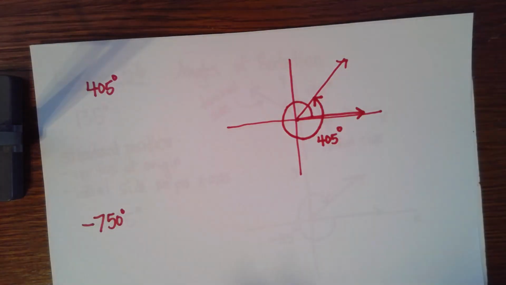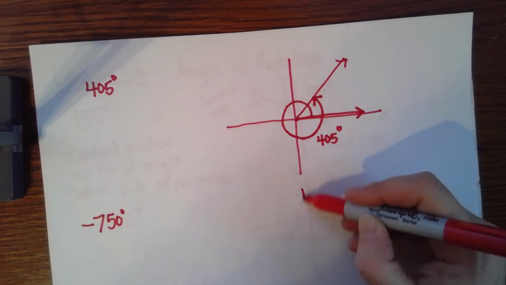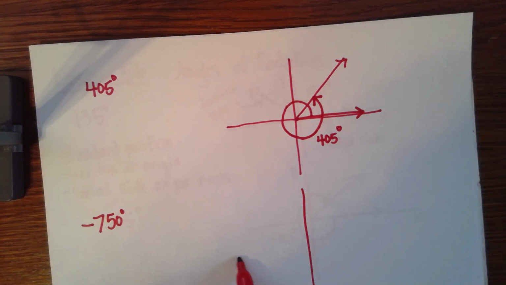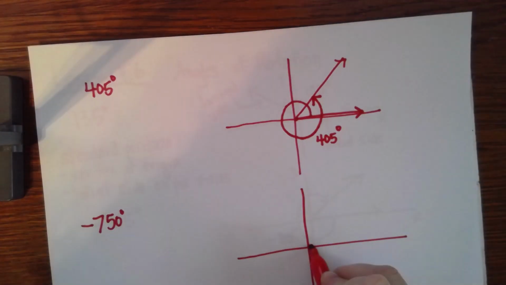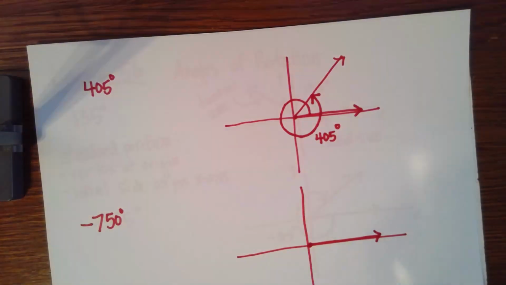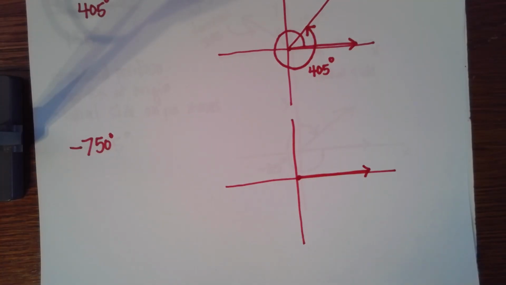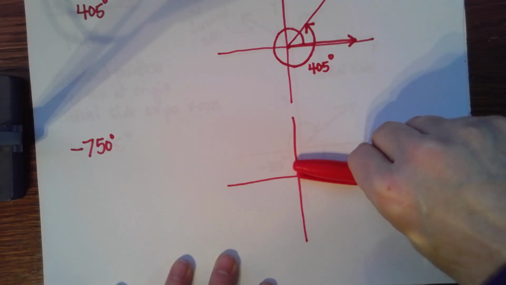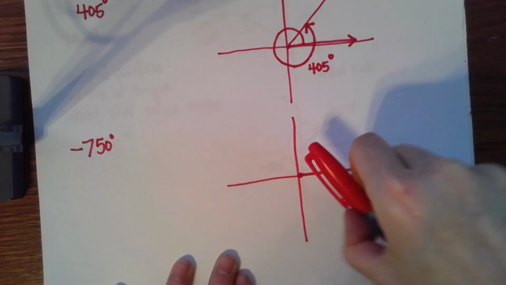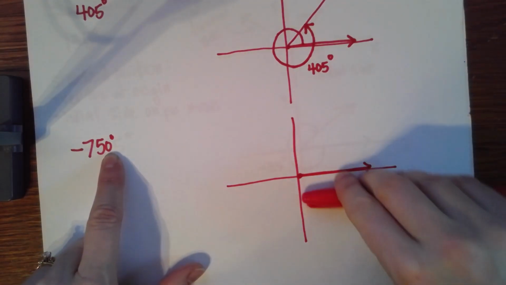Okay. Yes, I can do that as well. Okay, so negative 750 degrees. I'm going to put my initial side on the positive x-axis. And then because it's negative, I'm going to rotate backwards. So I'm going to be going this direction, kind of clockwise. And I need to go 750 degrees.